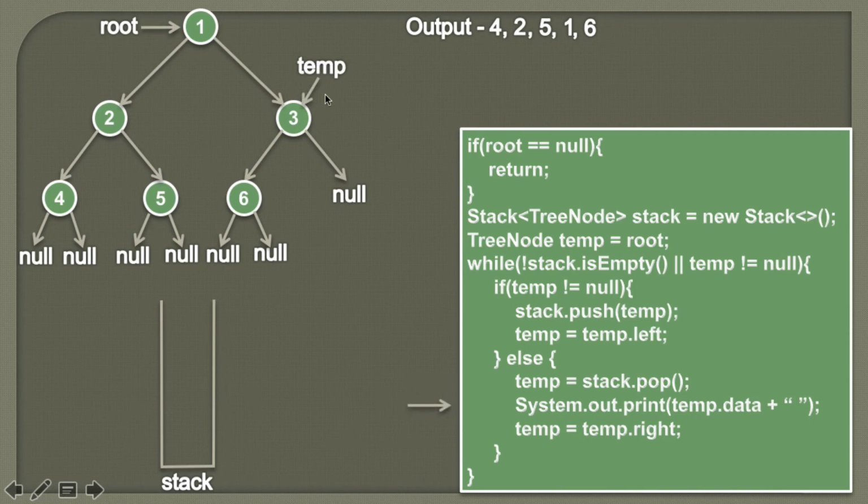And then we'll simply print the value associated with this temporary node, which is actually 3. So 3 gets printed on the console. And as we have visited the node 3 completely, now we need to visit the right subtree. Therefore we are simply assigning temp right to temp. So now temp will actually point to null.